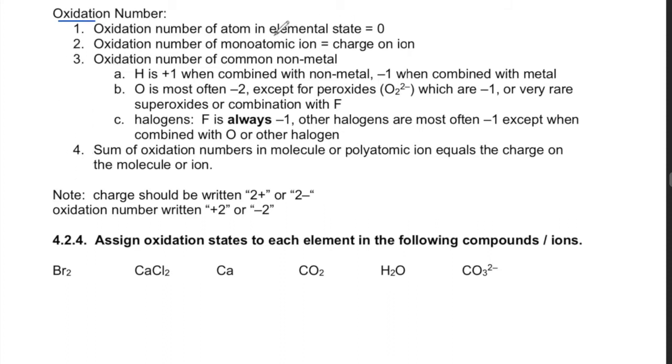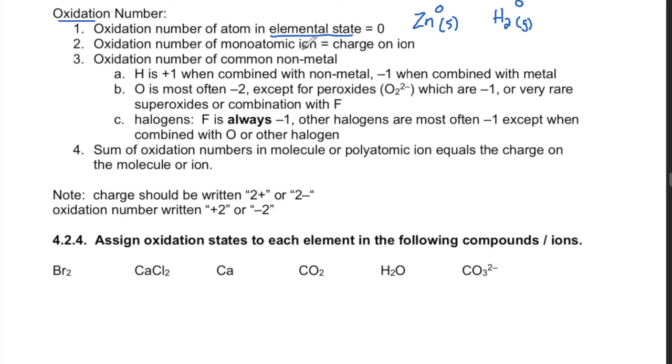So the oxidation number of an atom in an elemental state is 0. We saw that in the previous example where we had just zinc metal, solid zinc metal. The oxidation number and the charge, actually, of those zinc atoms is 0. Even if you have a diatomic molecule, some of the elements are diatomic molecules, these also have a 0 charge, and the oxidation number of these elements is 0.